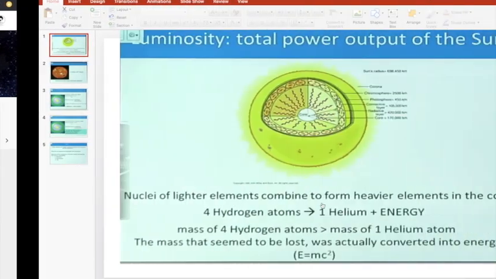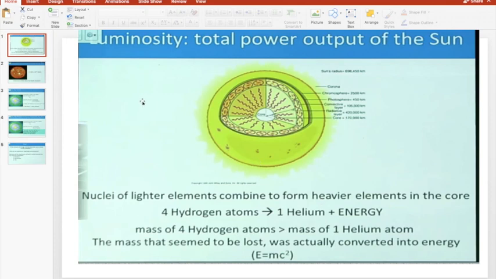Now let's start the concept. Today's concept is luminosity. What does luminosity mean? Luminosity is basically the total power output of the sun. How much power is generated from the sun's surface? That is the luminosity. It always remains constant as you move away from the sun. But the solar constant is never the same. I will discuss that later.